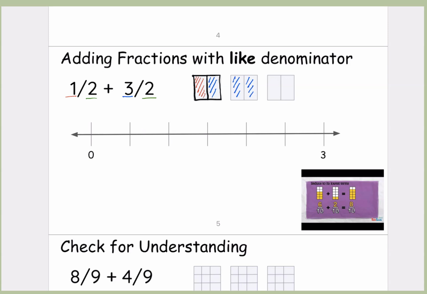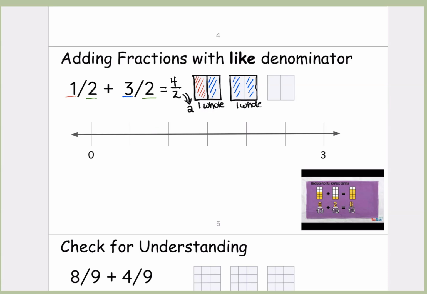Now you can see in this example, using the models, that there are 4 total parts out of the 2 that we need. So we would write this as 4 over 2. There are 4 parts that we need out of the 2 that are required to make a whole. Now we can also see that 2 wholes have been developed. This is 1 whole. This is 1 whole. So 4 halves is also the same as 2 wholes.